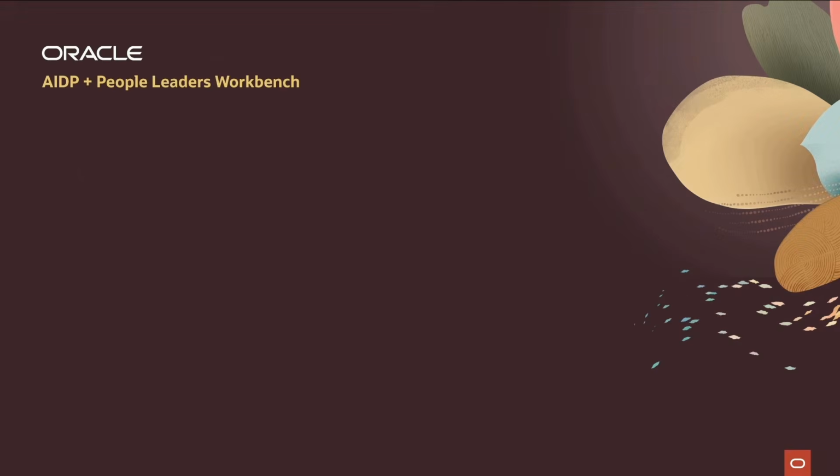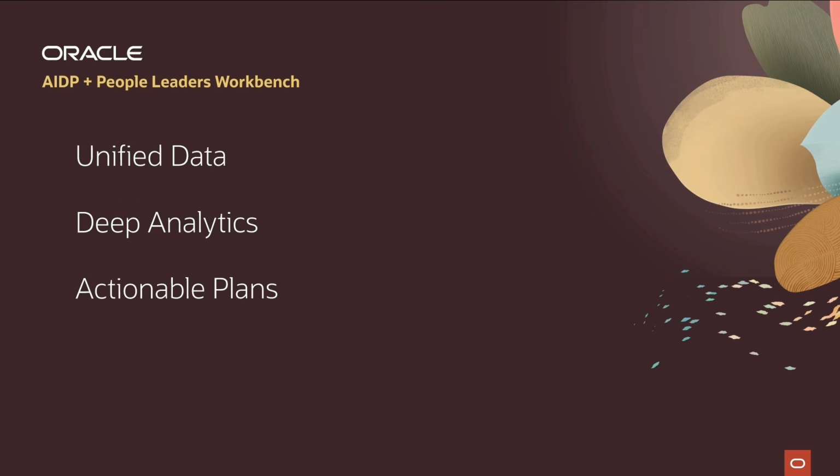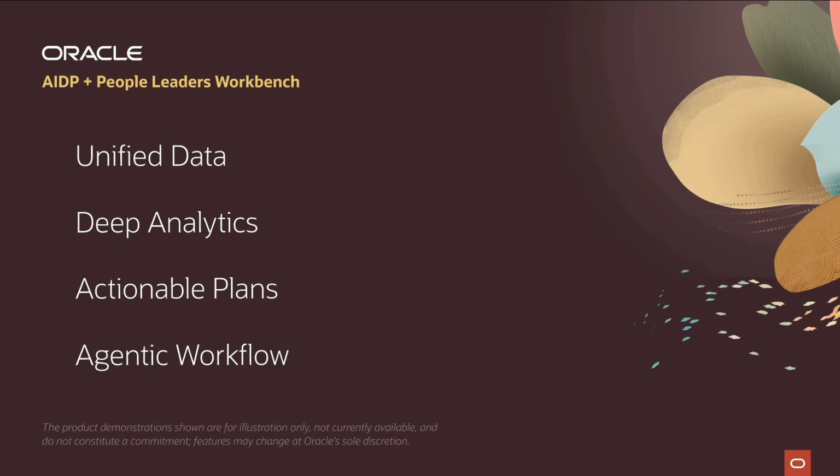People Leader Workbench, powered by Oracle's AI data platform, unifies data and delivers deep analytics so leaders can reason, simulate, and act. It turns insight into actionable plans and drives execution through an agentic workflow, improving experiences, protecting margins, and building sustainable growth.